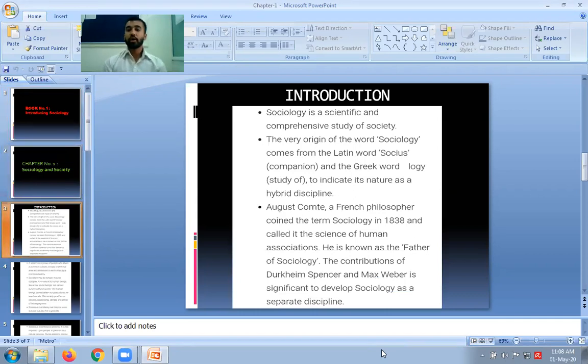Now it is a scientific and comprehensive study of society. When I'm saying scientific, what does it mean? It means something which is based on experience, on testing, on our observations, right? Nothing can be called scientific unless it has certain observations behind it, certain evidence behind it, certain experiences or things that we notice and observe. All these things are extremely important to understand. That's the reason we call it a scientific and comprehensive study of society.